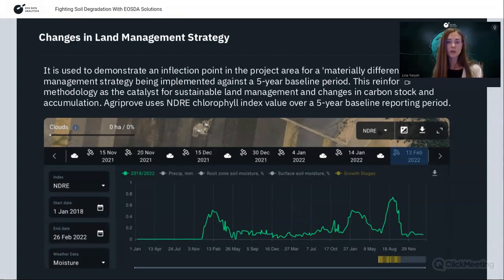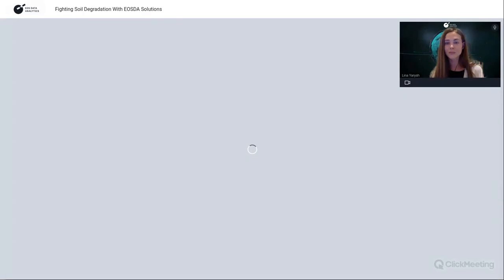So this is our one project. We're still working on this. We're still developing this measurement model. So follow us to see how it's going to end.